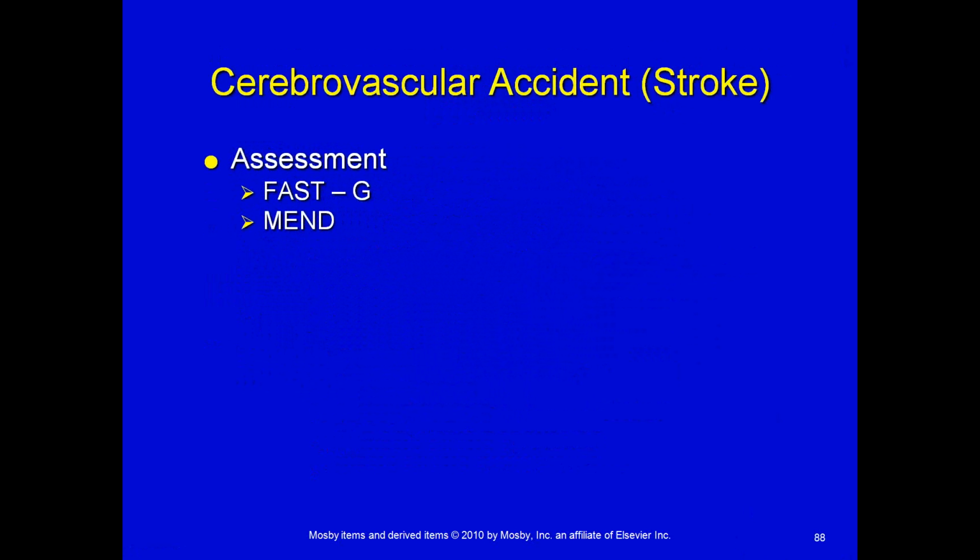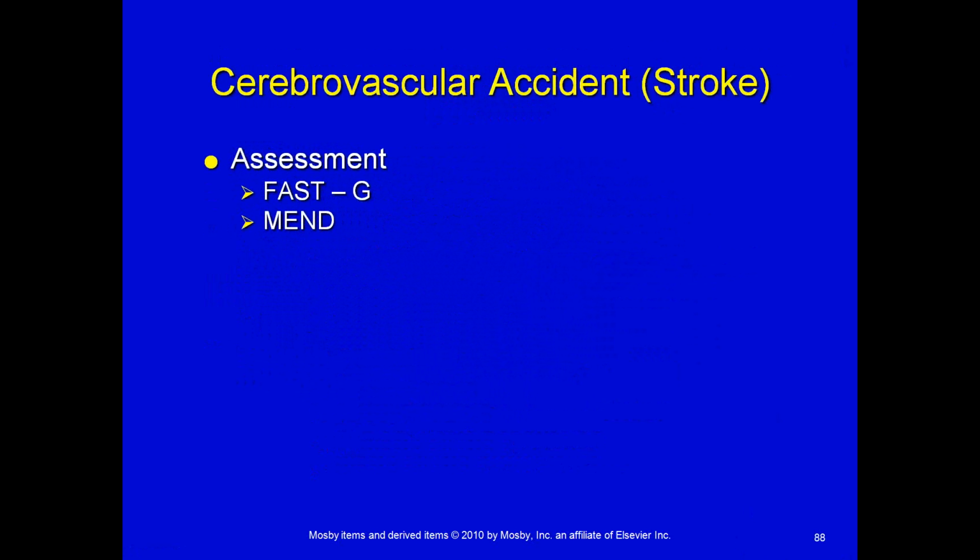If they do have facial droop, arm drift, or slurred speech, then the T stands for time, and we want to get a good idea of when the symptoms started. If they went to bed that night fine and woke up the next morning with stroke-like symptoms, they're automatically excluded from receiving the fibrinolytic, because we don't know if the stroke occurred 5 minutes before they went to bed or 5 minutes before they wake up. So time is important, and we have that 3-hour window of opportunity for most stroke patients.